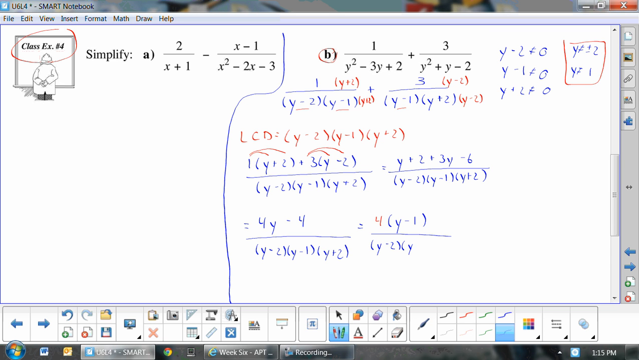So we gotta go like this. And we say, oh, well, this cancels out. So that leaves us with y minus 2, y plus 2 under 4. And we've already found our non-permissible, so the question is done. Yes?